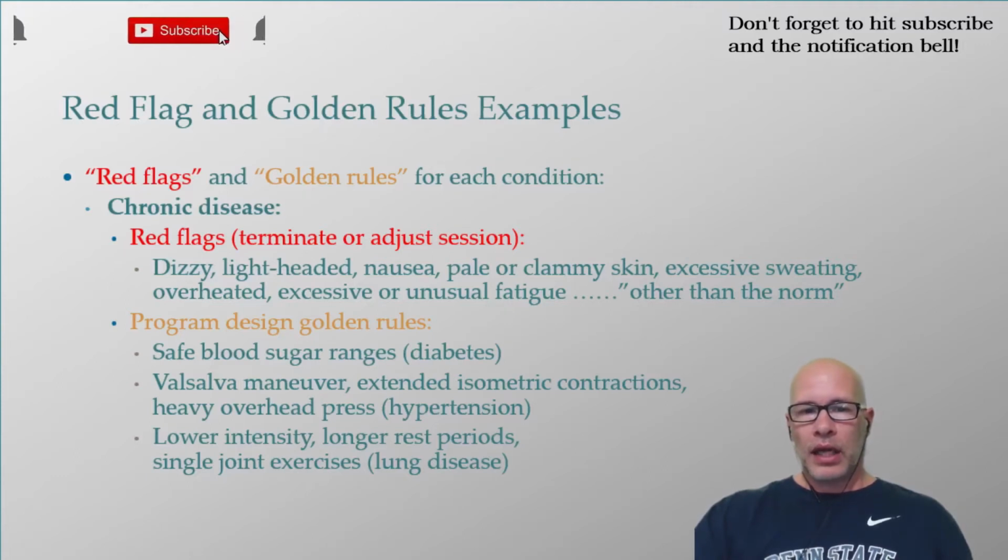And from a lung disease standpoint, such as COPD or pulmonary hypertension, we need to understand that as we're designing programs, at least initially, we may most likely need to lower the overall intensity, longer rest periods between sets, maybe single joint exercises to begin with rather than things like squats or deadlifts. So that's what I mean by program design golden rules.